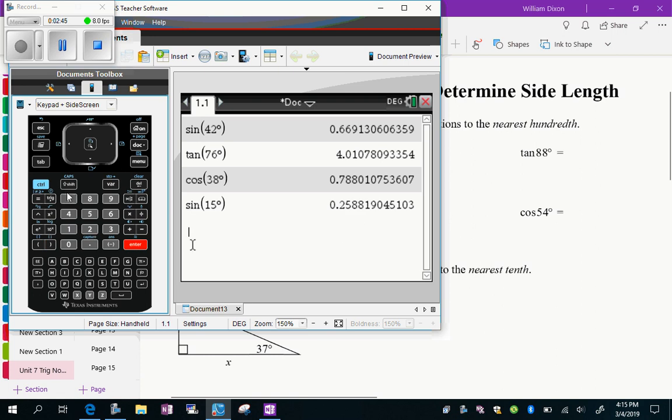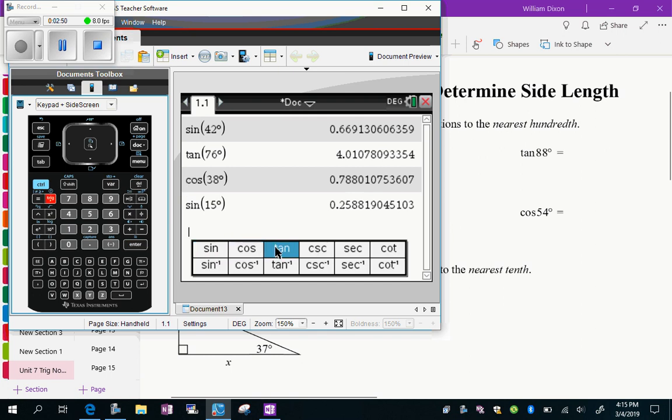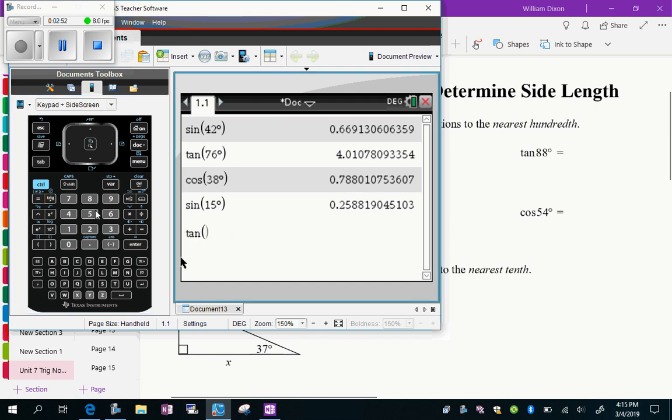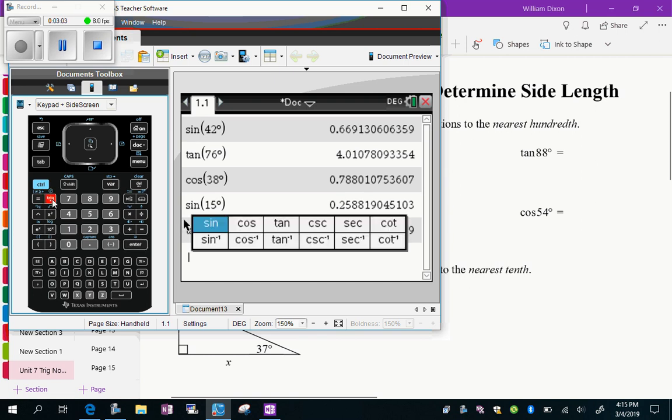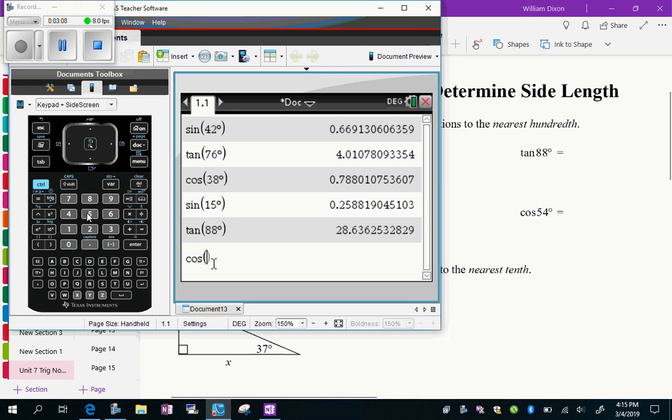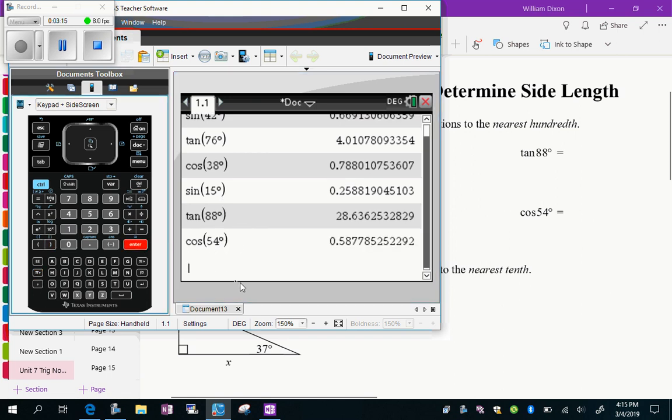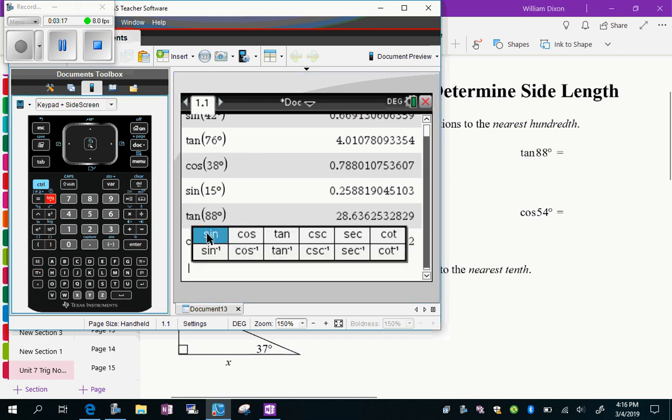I'm going to go tangent of 88 degrees. So tangent, 88 degrees, close, enter. And then one more, the cosine of 54 degrees. So I'm going to go cosine, 54 degrees, close, and enter.